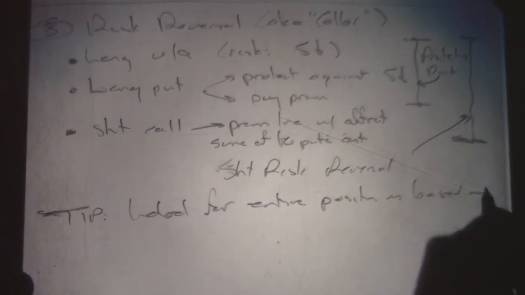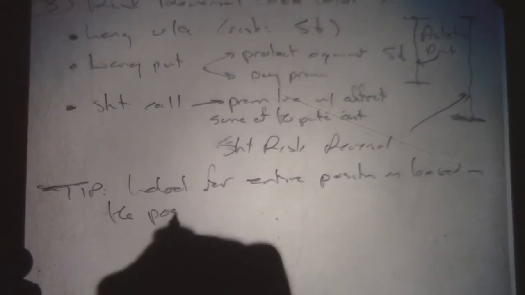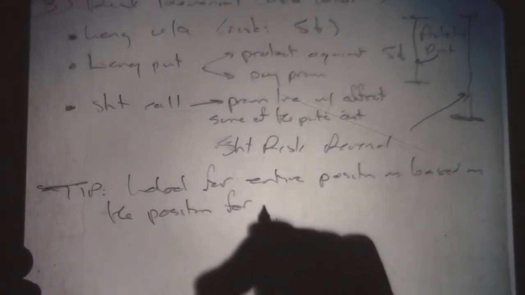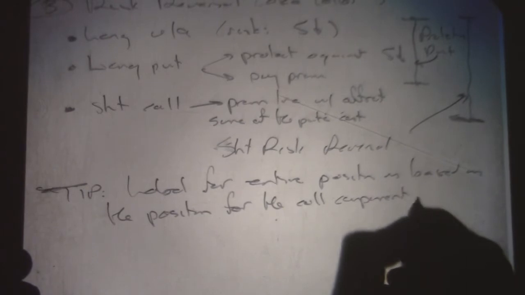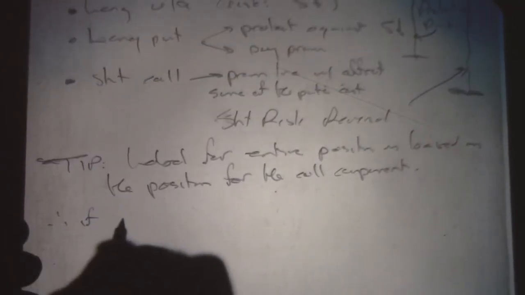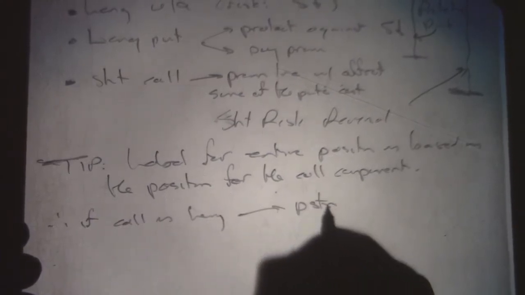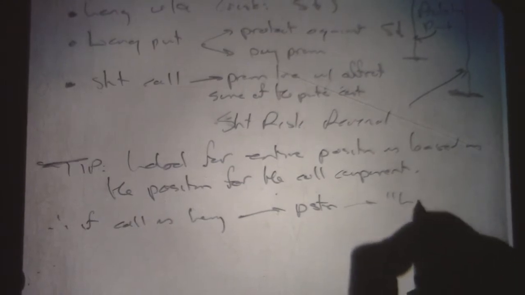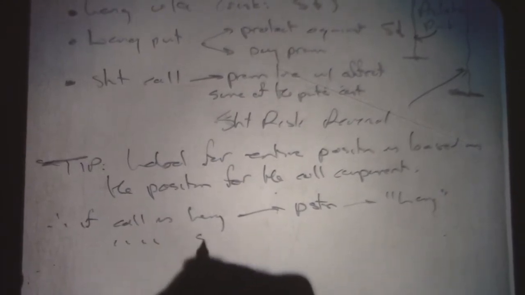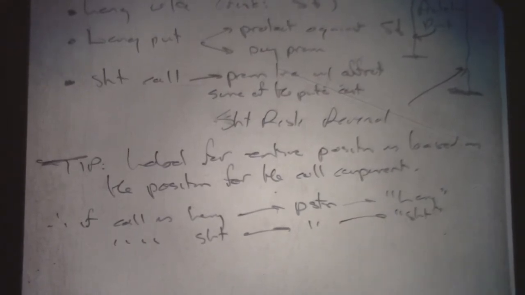is based on the position for the call component. So therefore, if the call is long, the position, whatever the position is, whether it's a risk reversal or, as we'll see later, a seagull, etc., is called long, and if the call is short, then the position is called short. So that's where they get it from.